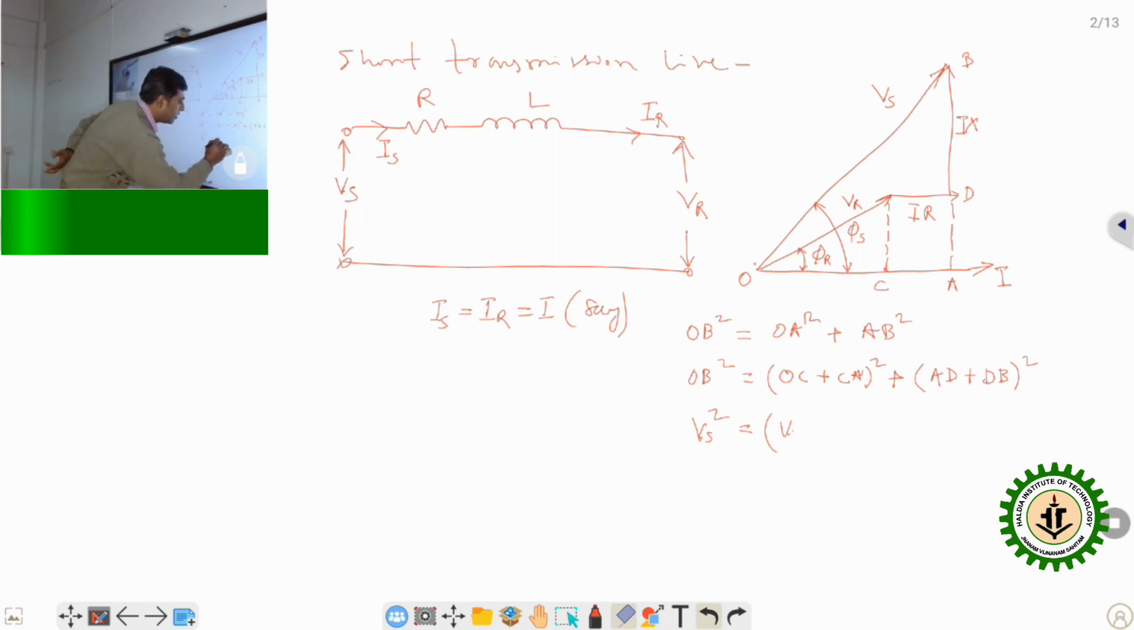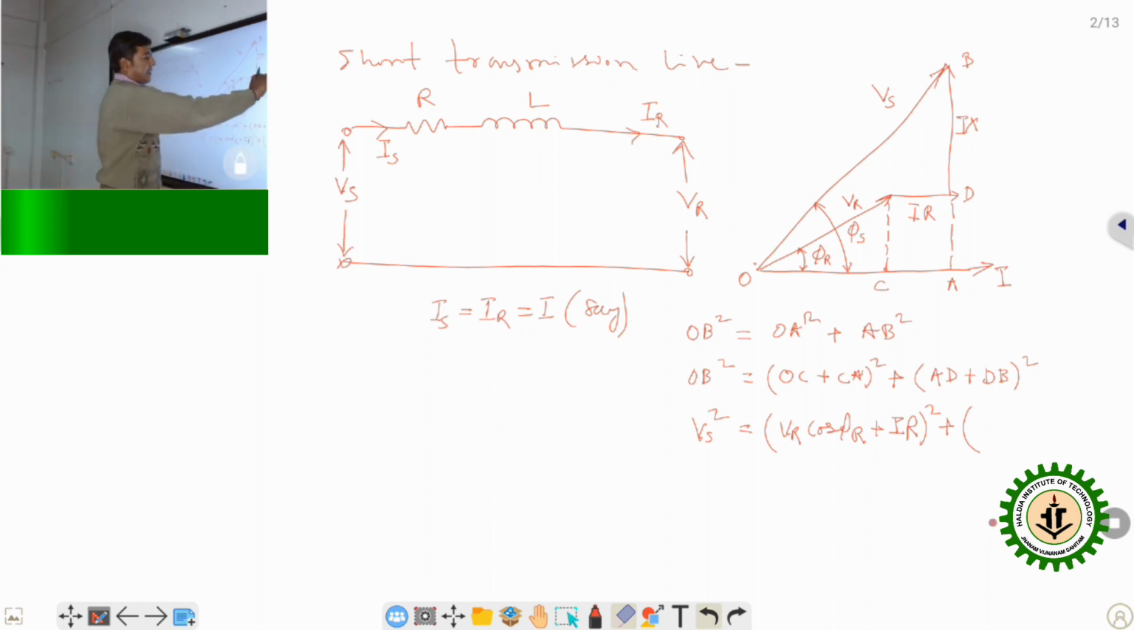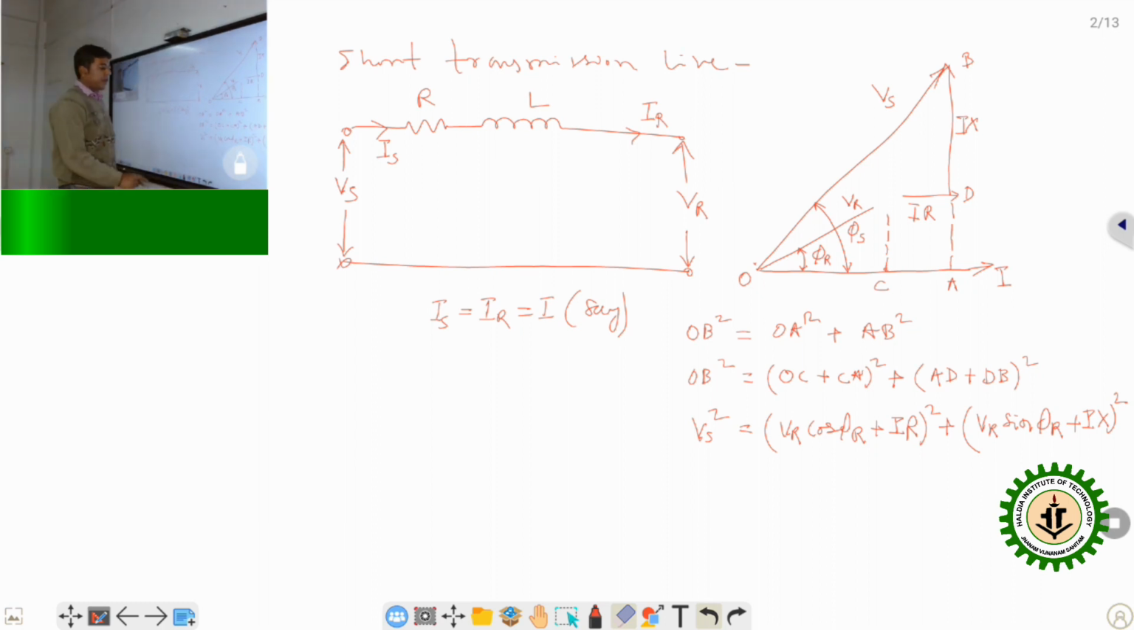So here I will write this is VR cos phi r plus IR square, and this is AD. AD means up to this. That means this is VR sin phi r. This is VR sin phi r plus dB. That means IS square. So in this way, we can calculate the sending end voltage.